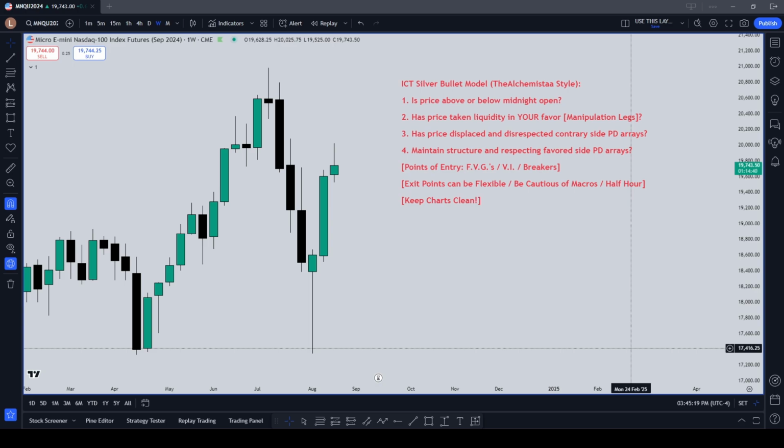Welcome everyone back to another video, and today I'm going to be going over my simple four-step process for the ICT silver bullet model. And of course, ICT, he gets all the credit. Simply here, I'm just sharing my view, my personal style in the model with some slight tweaks here and there.